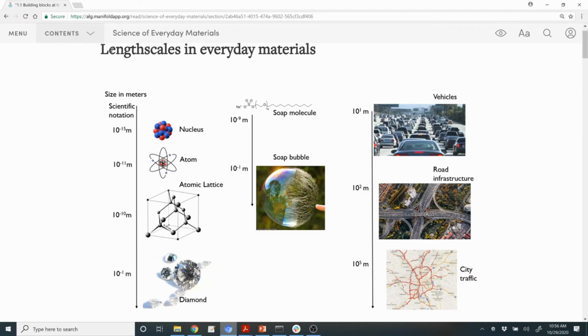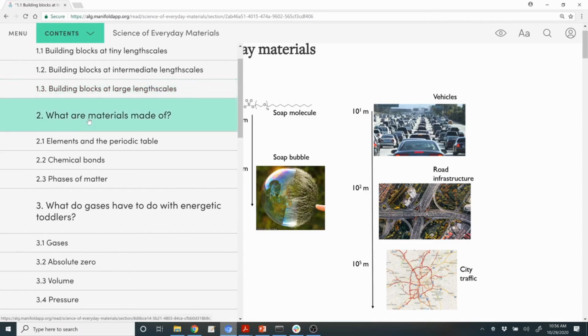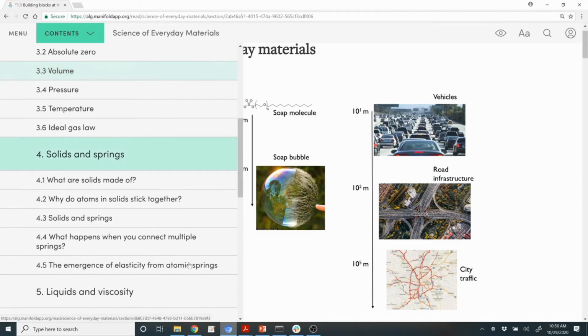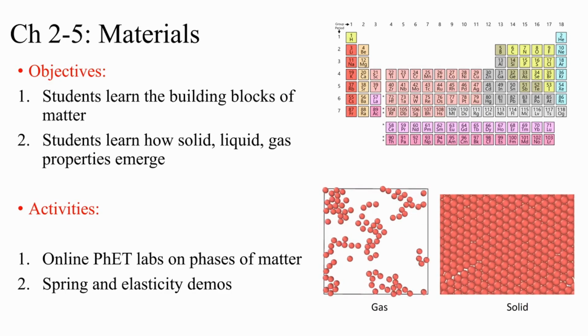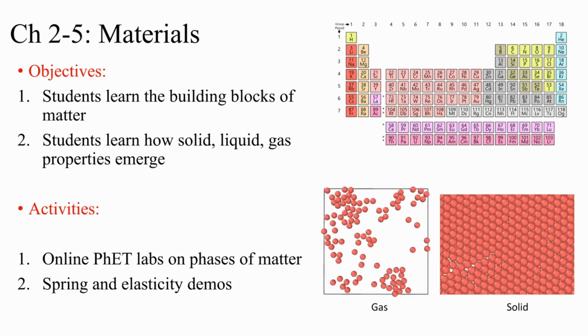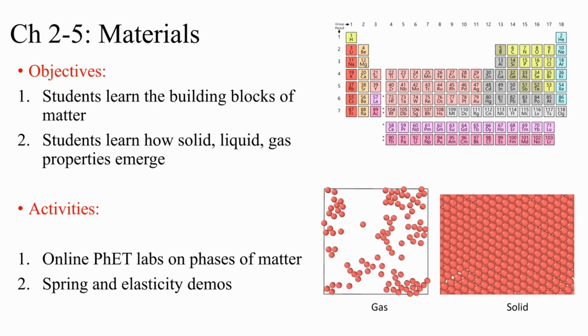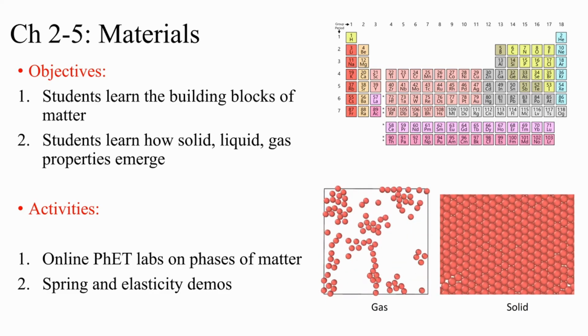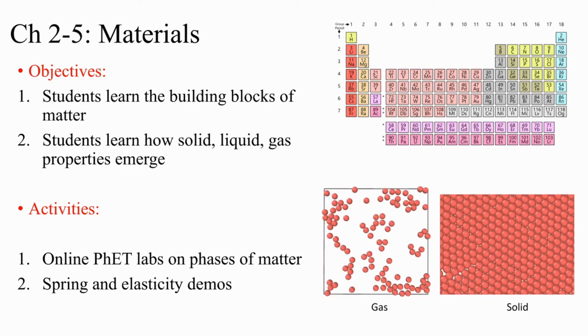Now on the left, you can see the contents. So here you can see that there are chapter sections as well as subsections for these individual chapters. Now chapters 2 through 5 are about the emergence of typical material properties. So first of all, students learn about the building blocks of matter, which are the elements and how they are arranged in the periodic table.